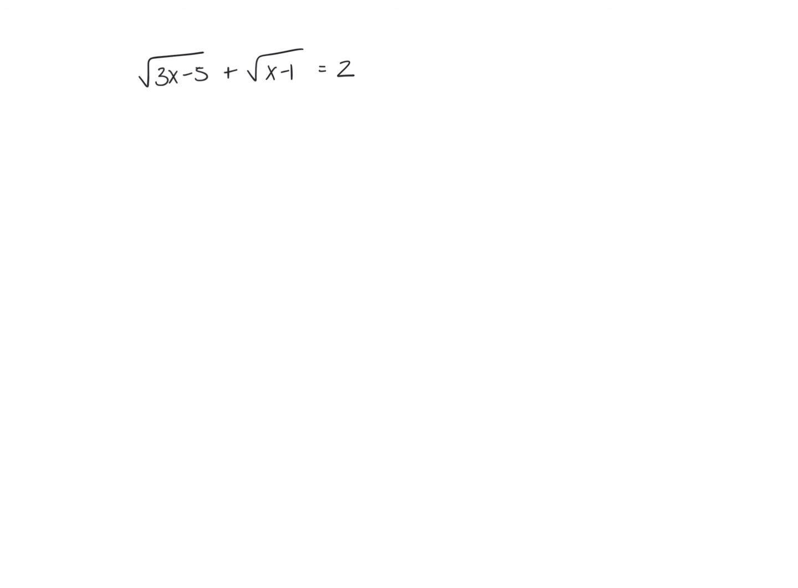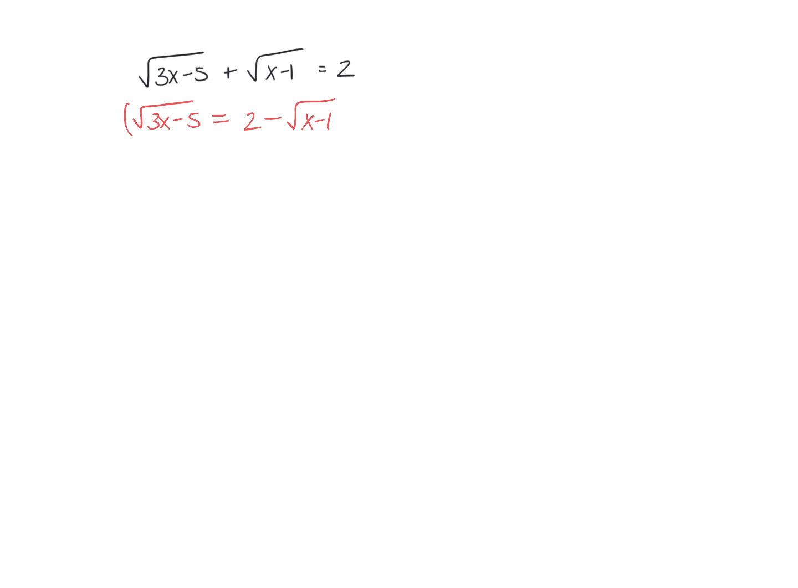So I'm going to isolate one, and I'm going to move the other. I tend to isolate the one that seems the most complicated. So of the two, I think that 3x minus 5 is a more complicated radical than x minus 1. So I'm going to leave the 3x minus 5 by itself, and I'm going to subtract the x minus 1 over. What this does, in my opinion, is it just makes the squaring step a lot easier, particularly this one.